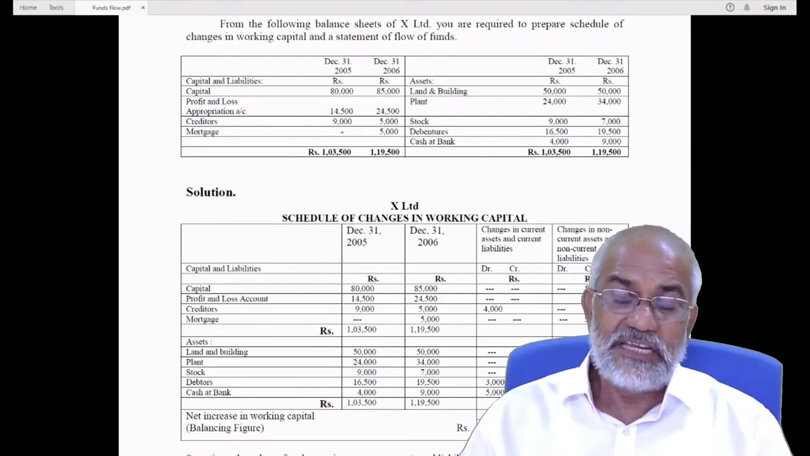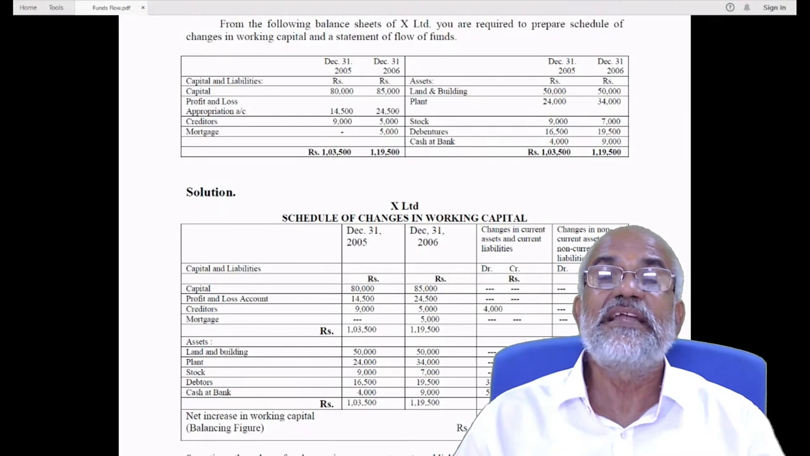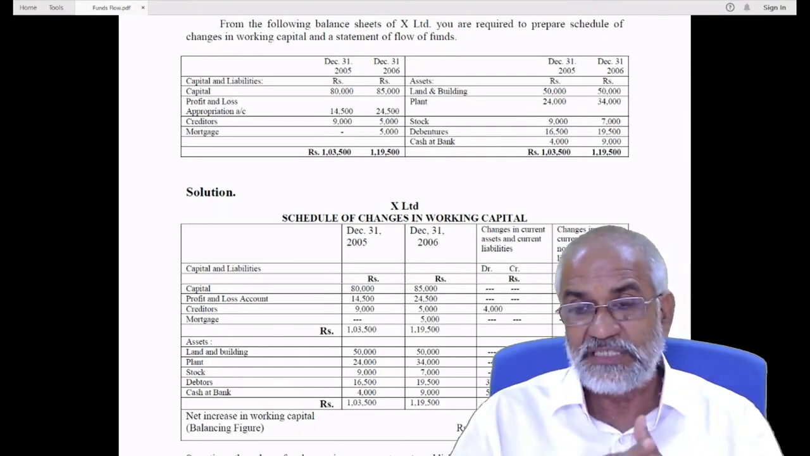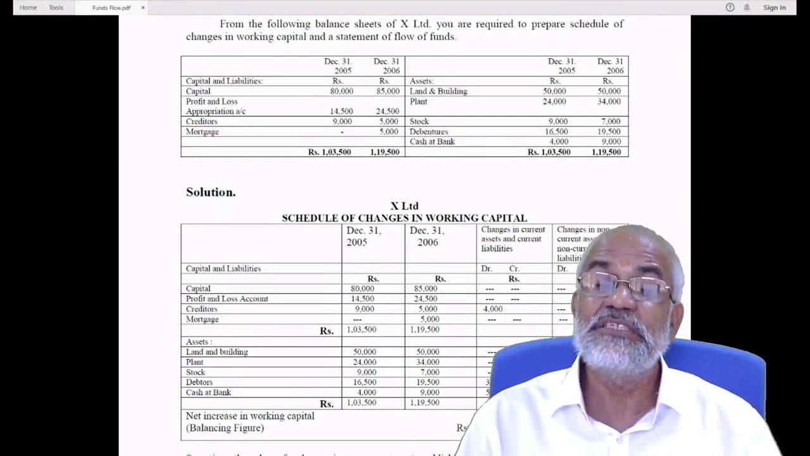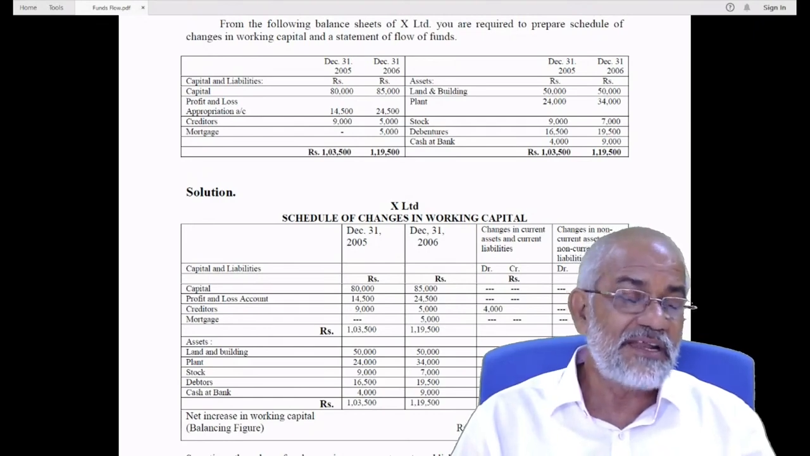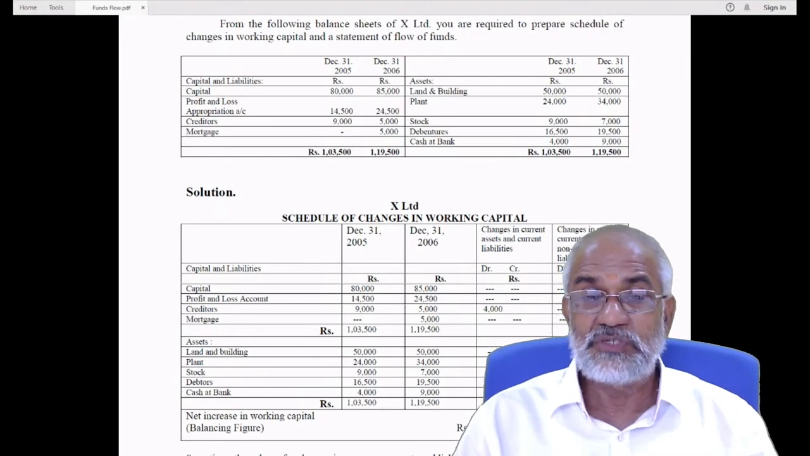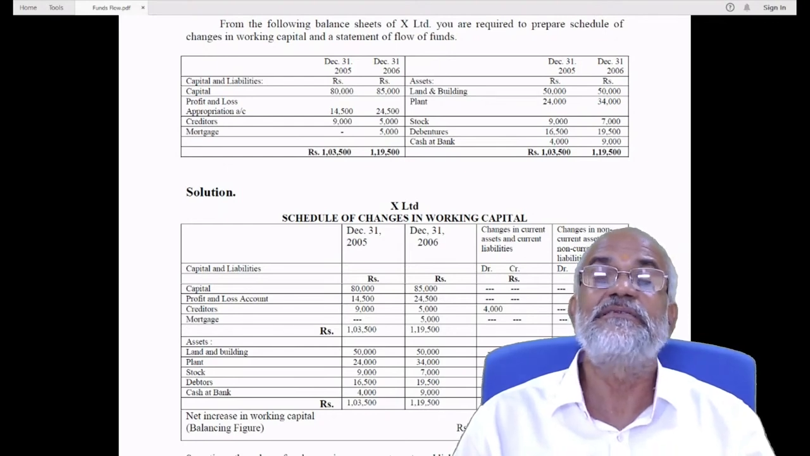Similarly, as on 31st March 2006, the total of liabilities was 1,19,500, and the total of assets also remains the same figure, that is 1,19,500. So that is the data given to us for preparation of the funds flow statement. And the very first step in the funds flow statement is to prepare the statement of changes in working capital.